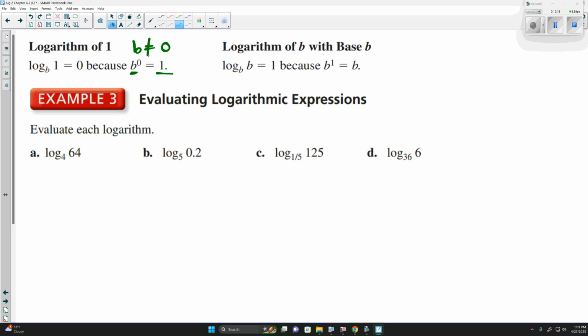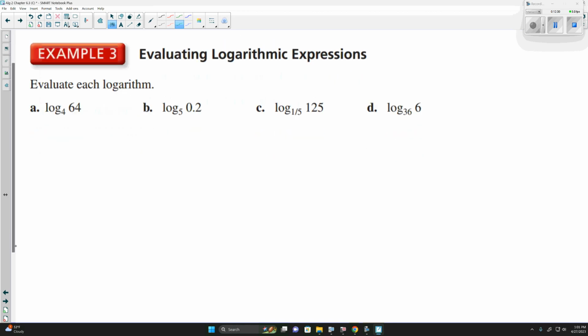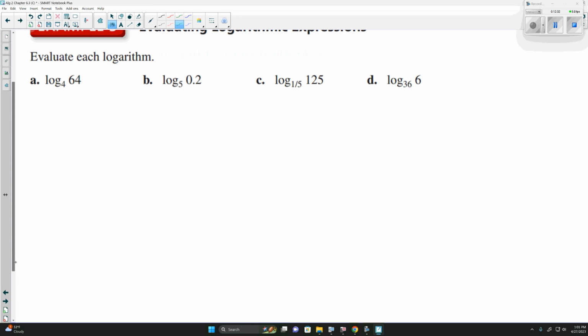Now also, log base b of b is equal to 1, because we're really saying b to the first power is equal to b. So if the base and what's inside of them are the same, they simplify to 1. Does that make sense?